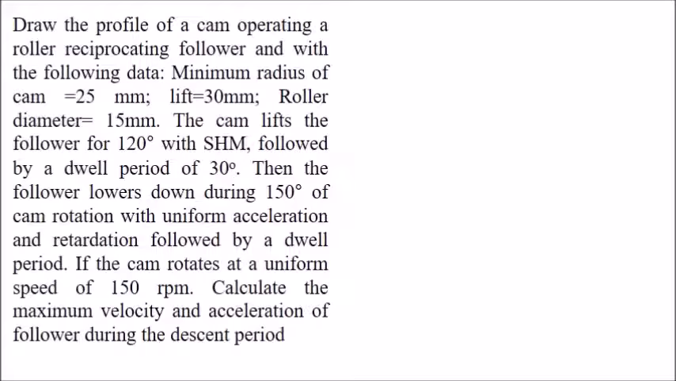Now to draw the cam profile, you require the displacement diagram also, but because of space restriction, I have not drawn the displacement diagram here. I am directly drawing the cam profile. Here it is written that the minimum radius of the cam is given as 25 mm. Now this cam is operating with a roller follower, therefore you require the prime circle radius, not the radius of the base circle. For that, take the radius of this roller and add it here: 25 plus 7.5 mm gives 32.5 mm as the radius of the prime circle. So you have to draw that prime circle, a circle of radius 32.5 mm.